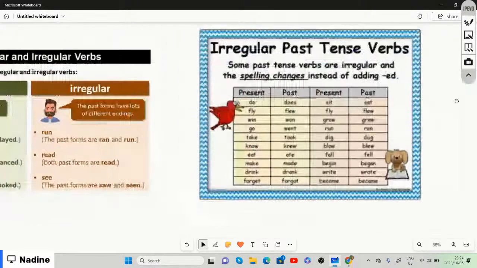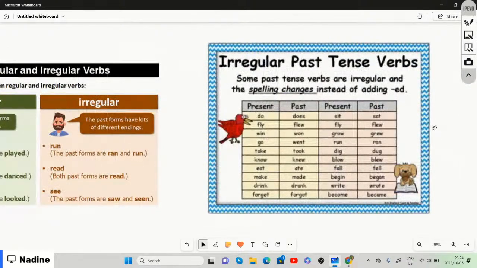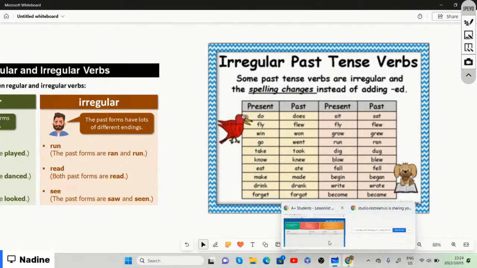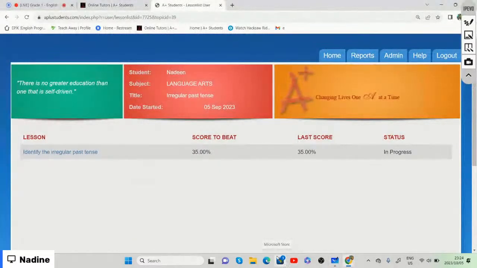All right. So before we go on to doing certain activities, you're going to go to aplusstudents.ca. We're going to log into aplusstudents.ca, Grade 1, Language Arts. And we are at the chapter of irregular past tense. And the lesson that we are focusing on today is to identify the irregular past tense. So we're going to click on it.